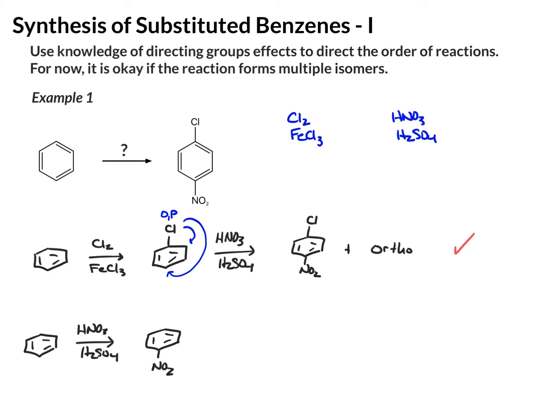Let's come down here to the bottom sequence. So we've done the nitration. Now what if we try to do the chlorination? Here we run into an issue because the nitro group is a meta director. It's going to put that new chlorine meta to itself. So this is not the desired product. This is not the correct reaction sequence. So these are the types of things you want to think about when doing the synthesis.